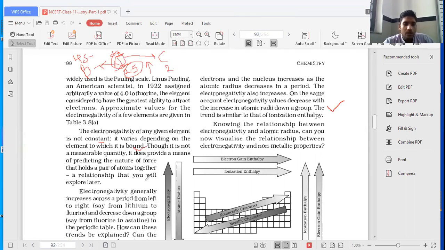Let's see. So electronegativity generally increases across a period from left to right. When we move along a period, electronegativity increases, right? Electronegativity increases across a period when we move from left to right. You can see this.